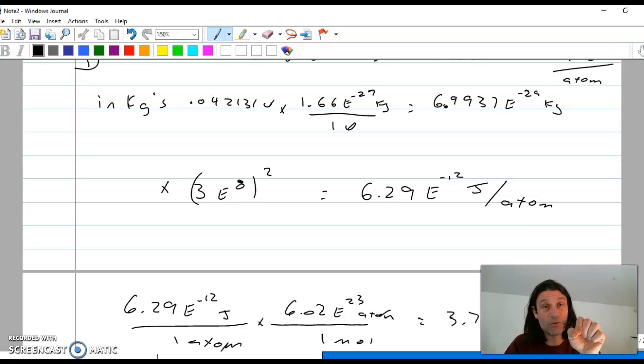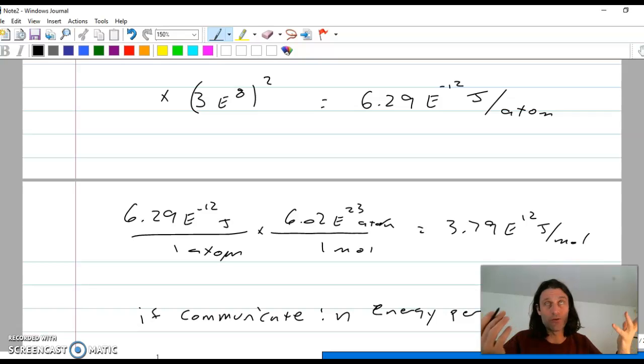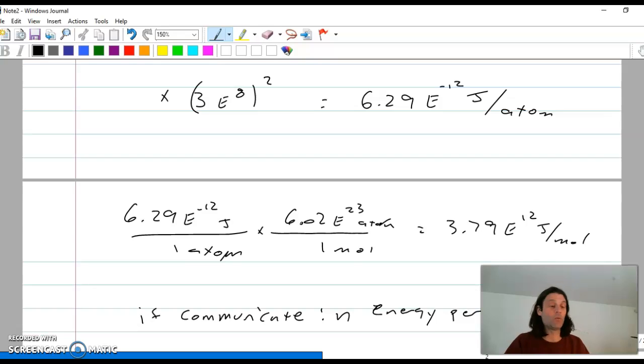But do you remember your chemistry teacher taught you something about moles? And if you want to know how many atoms are in a mole, you just multiply it by the number I call 6 kajillion. Avogadro's number, 6 kajillion, is 6.02 times 10 to the 23rd. If this is how many joules is in one atom, multiply it by 6 kajillion. The atoms die, you're in joules per mole. Look at that number, 3.79 times 10 to the 12th joules per mole. That's a big number, 3.7, 3.8. The 10 to the 12th is a terajoule, 3.8-ish trillion joules per mole.